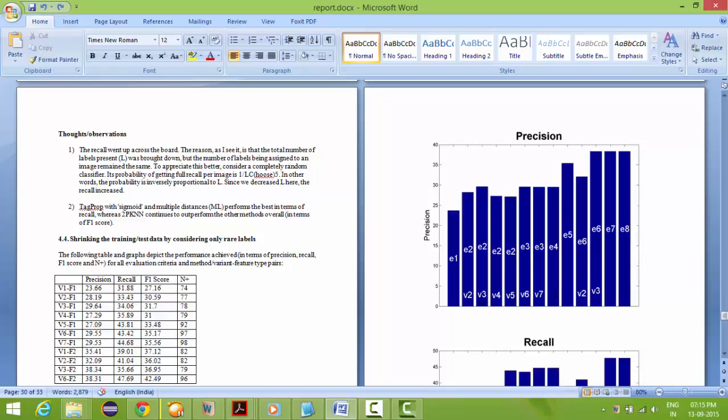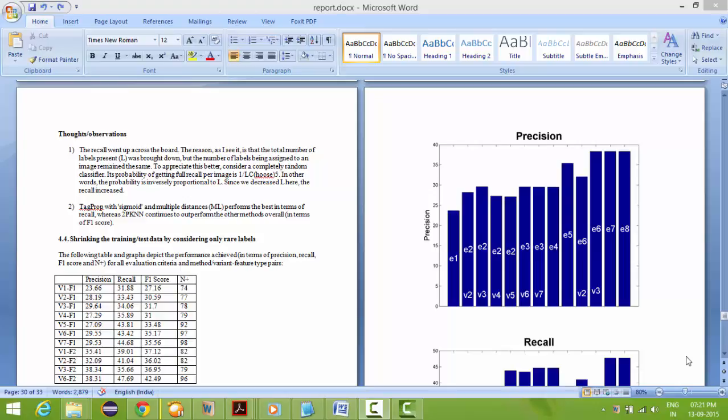To understand this better, consider a completely random classifier. Its probability of getting full recall per image is 1 upon LC5, where L is the total number of labels. In other words, the probability of getting full recall for a random classifier is inversely proportional to the number of labels, which we've just brought down, and the recall has therefore gone up. TagProp with sigmoid and multiple distances, ML, performs the best in terms of recall here, whereas 2PKNN continues to outperform the other methods in terms of F1 score.